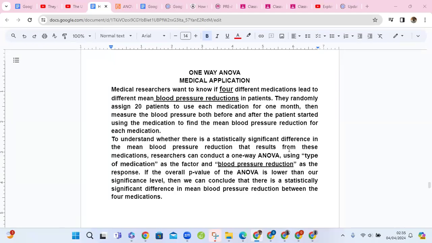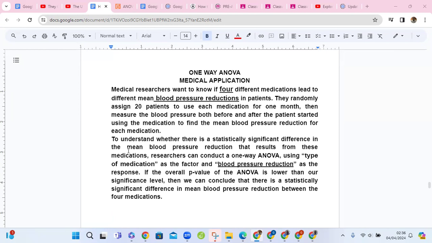In this video presentation, we are going to discuss a one-way ANOVA using a medical application. It reads, medical researchers want to know if four different medications lead to different mean blood pressure reductions in patients. They randomly assign 20 patients to use each medication for 1 month, then measure the blood pressure both before and after the patient started using the medication to find the mean blood pressure reduction for each medication.